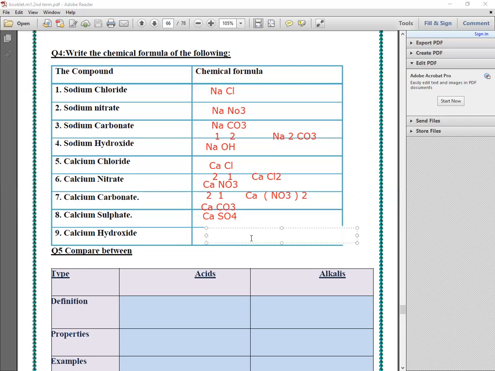Last one, calcium hydroxide, calcium Ca, hydroxide OH. Calcium is divalent, hydroxide is monovalent, so the final chemical formula is Ca take 1, OH by 2.